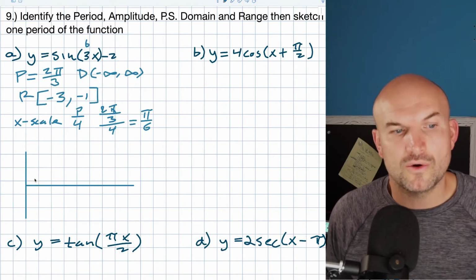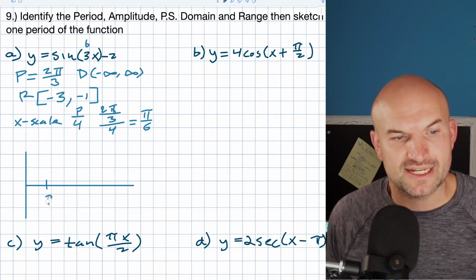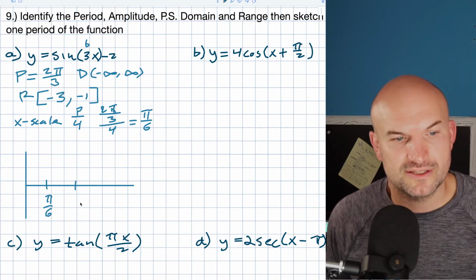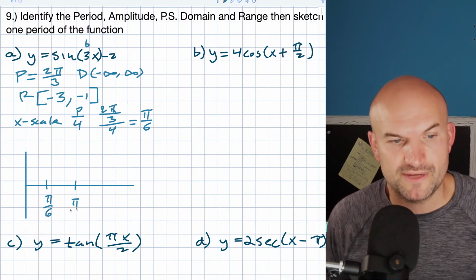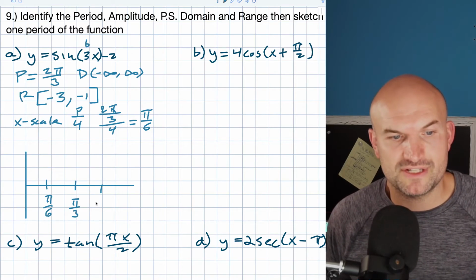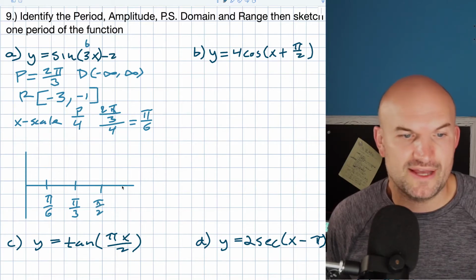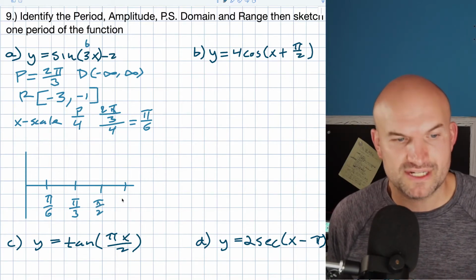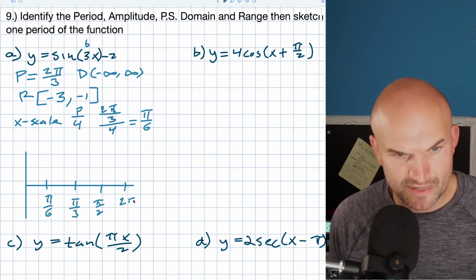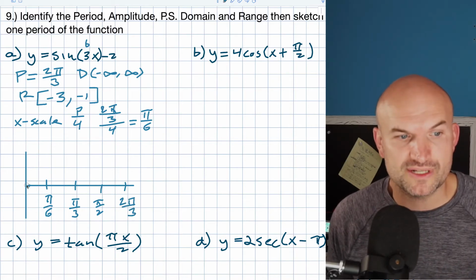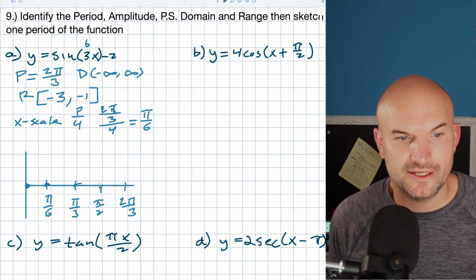So what I can do is say, all right, I have pi over 6. This would be 2 pi over 6, which is pi over 3. Then I have 3 pi over 6, which is pi halves. And then I have 4 pi over 6, which is 2 pi over 3. So there are 5 important points here, here, here, here, and here.